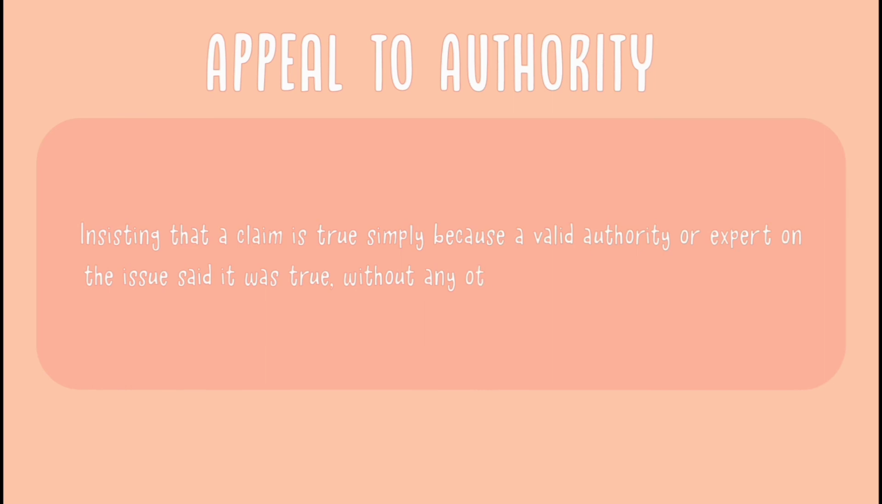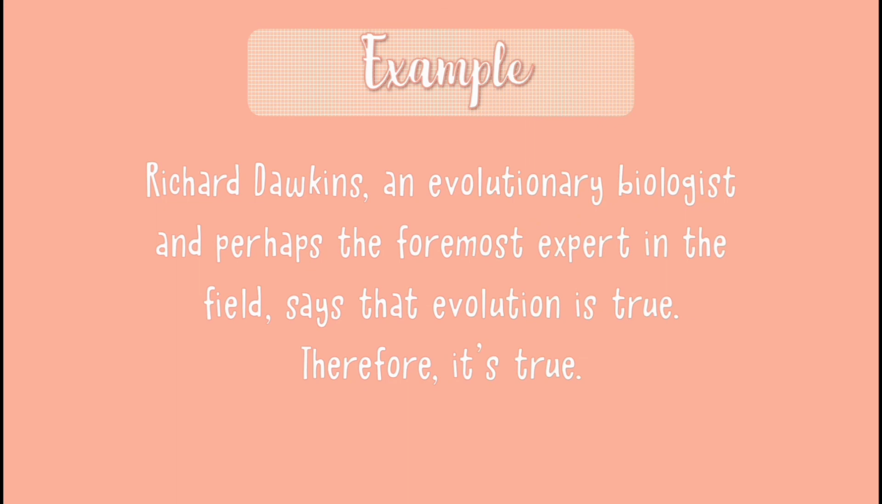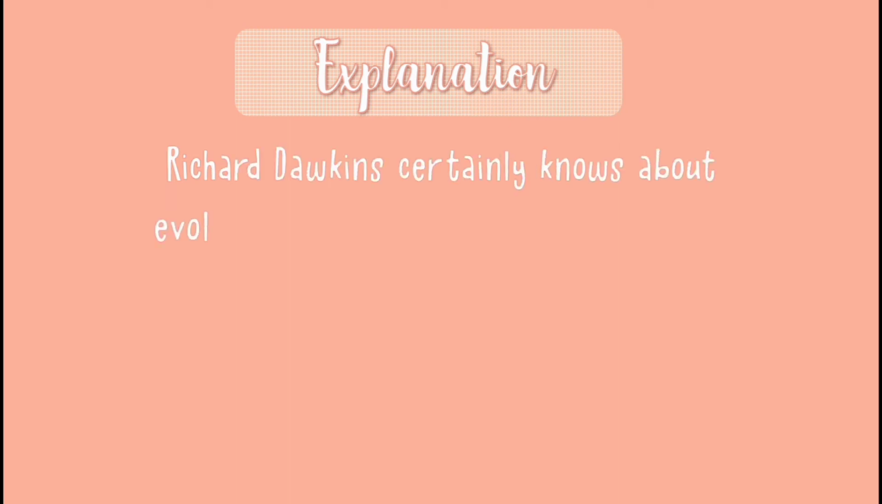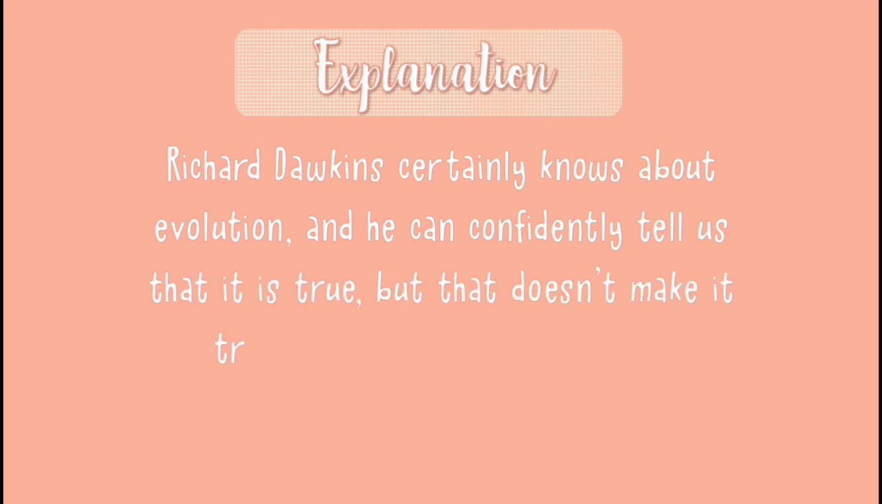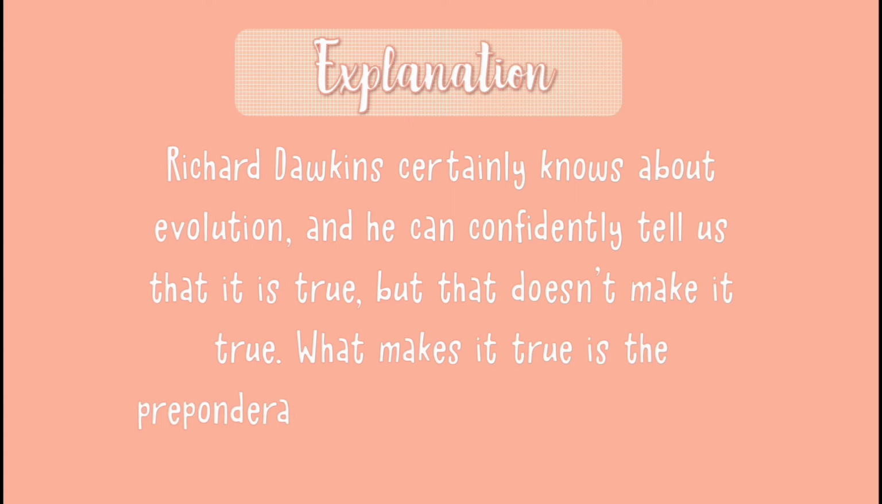Appeal to authority. Insisting that a claim is true simply because a valid authority or expert on the issue said it was true, without any supporting evidence offered. Example 1. Richard Dawkins, an evolutionary biologist and perhaps the foremost expert in the field, says that evolution is true. Therefore, it's true. Explanation. Richard Dawkins certainly knows about evolution, and he can confidently tell us that it is true, but that doesn't make it true.